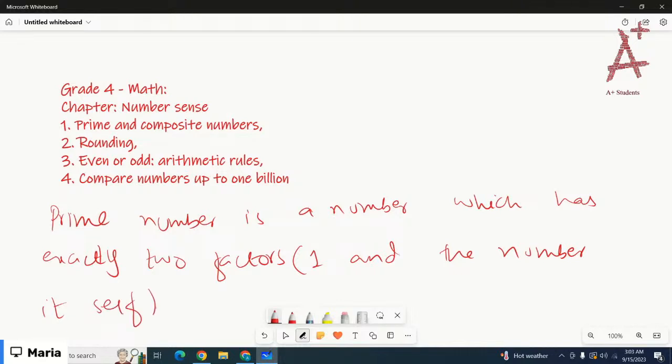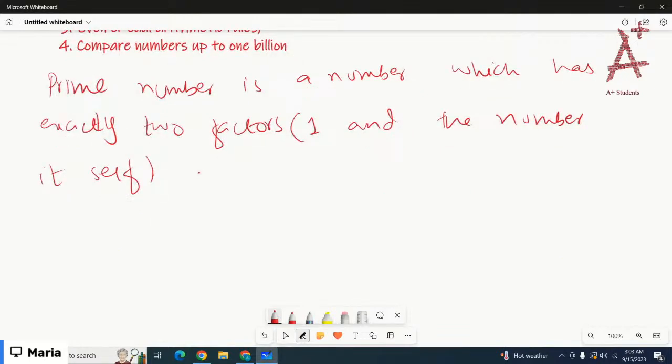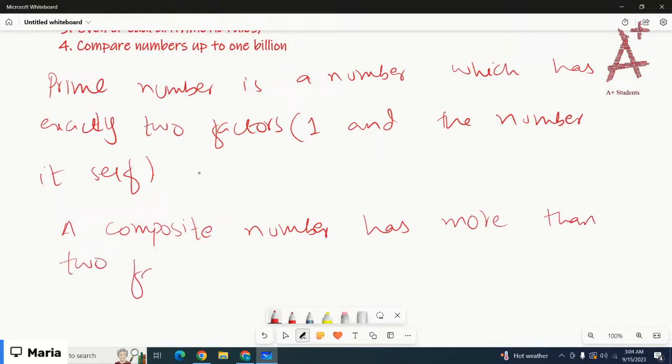And a composite number has more than two factors. That is the definition of the prime number and the composite number, right? You can note down the definitions. Please make sure you have your notebook and pencil. A composite number has more than two factors. Okay, let's start with an example.